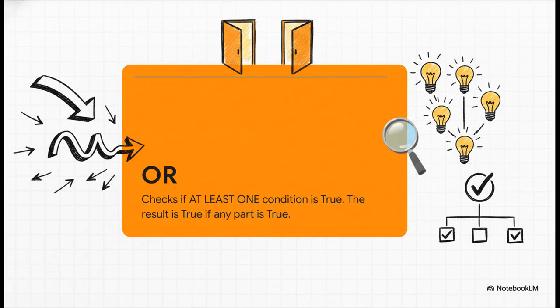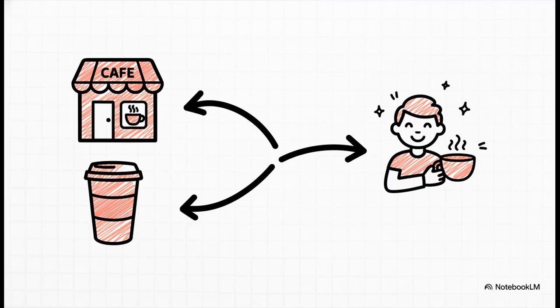That's all it needs. It's all about having options. For instance, I'll get a coffee if the cafe is open or I have my travel mug. So, if the cafe is open, awesome, you get coffee. If the cafe is closed, but hey, you've got your travel mug to make some at home, you still get coffee. The only way you're not getting coffee is if both of those things fail.